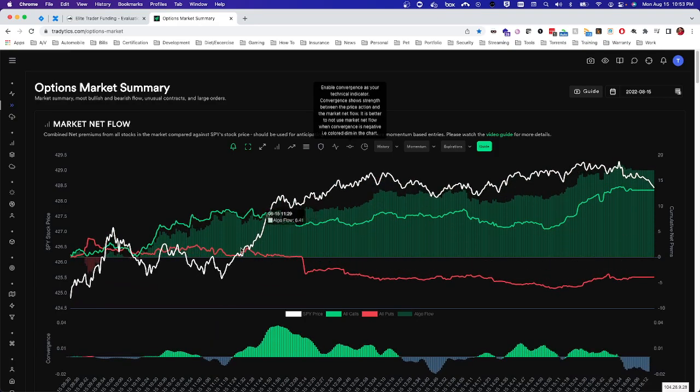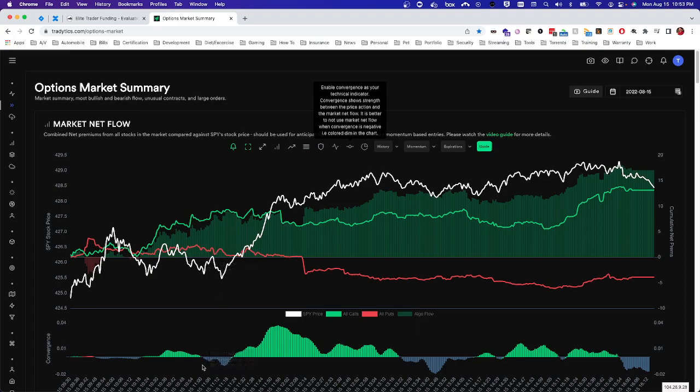to be show convergence. Now, convergence, divergence, I've talked about this in my previous videos, but divergence is when SPY's price is deviating from what net flow is showing us, and convergence therefore means it shows us when SPY's price is going with what net flow is showing us. So you'll notice here when we had calls above net puts, we would expect to see SPY's price moving up. However, for this period of time, SPY's price was moving down, so it was diverging.